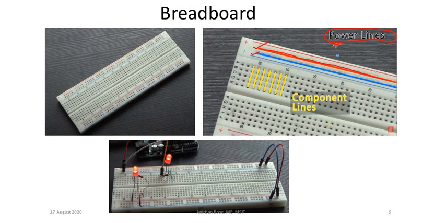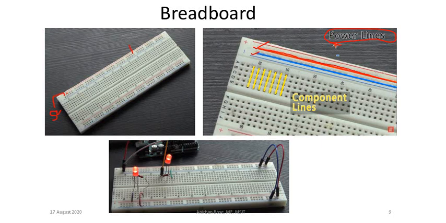That means if you give 5 volt here, and then draw something from here, you will get 5 volt, because all these are connected internally along the horizontal direction. Along this direction they are connected, and similarly along this direction they are connected. This is true for the top 2 and the bottom 2. These are called power lines.